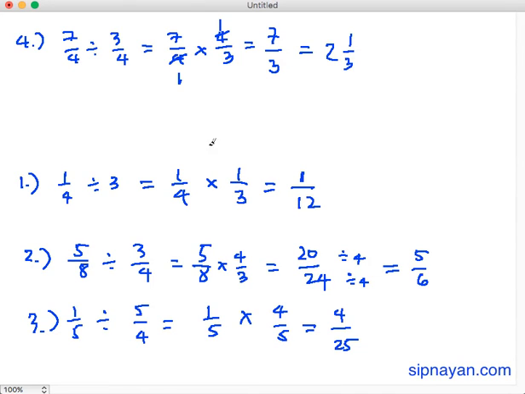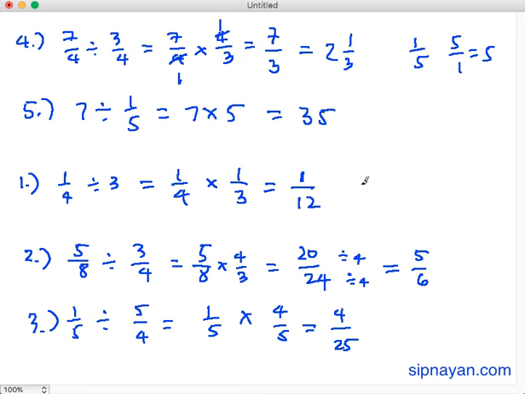And lastly, we have, what is 7 divided by 1/5? So, anong reciprocal nito? Ang reciprocal niya ay 5 over 1, di ba? So, 5 over 1 means 5. So, this is equal to 7 times 5, kasi ang reciprocal nito ay 5. 1/5, babaliktarin mo, 5 over 1, which is equal to 5 divided by 1 is 5. Dito yan galing. So, this is 35.